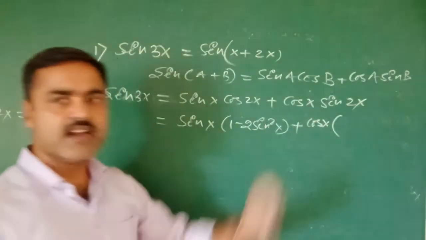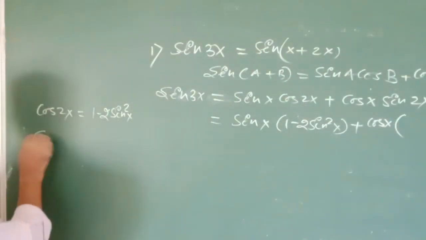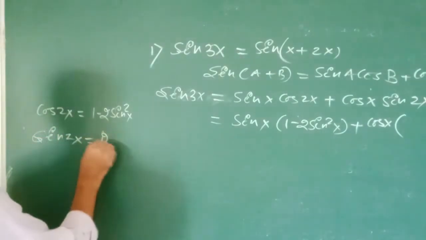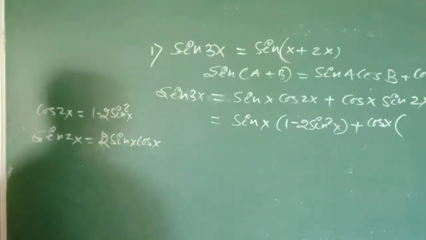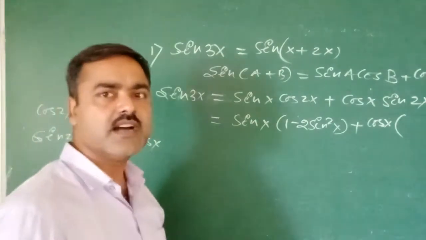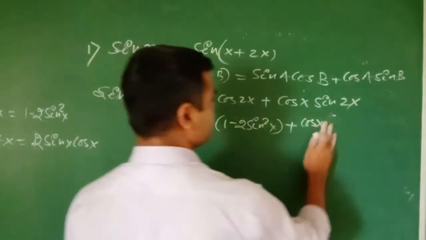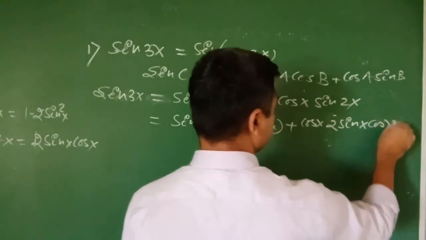And what is the identity of sin 2x? See here, sin 2x is equal to 2 sin x cos x. This is the identity. So just write here the identity. This is equal to 2 sin x cos x.